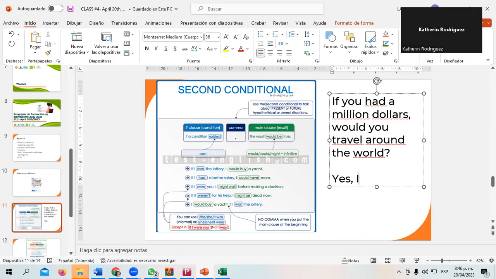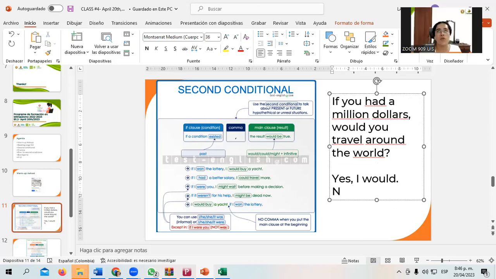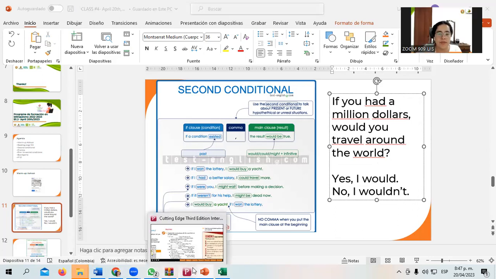I would, yes. We say would, okay? Sin la L. Yes, I would. No, I wouldn't. No, I wouldn't, okay? So this is the structure for the questions.